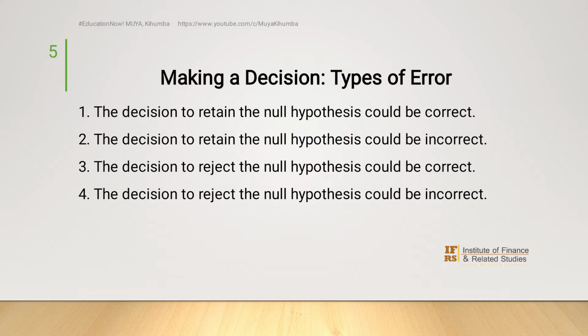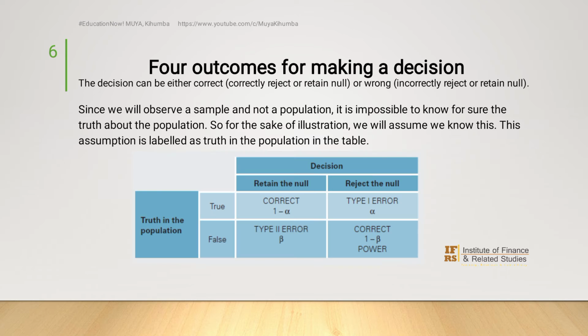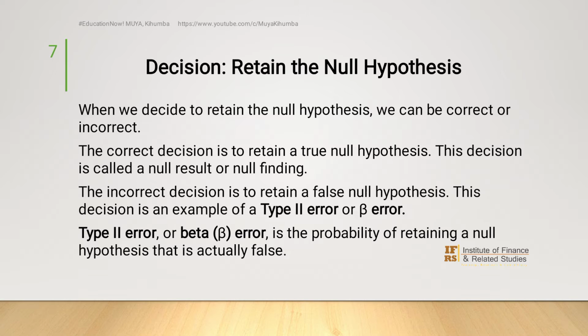Since we will observe a sample and not a population, it is not possible to know for sure the truth in the population. So for the sake of the illustration, we'll assume we know this. This assumption is labeled as truth in the population table. We'll introduce each decision alternative next.